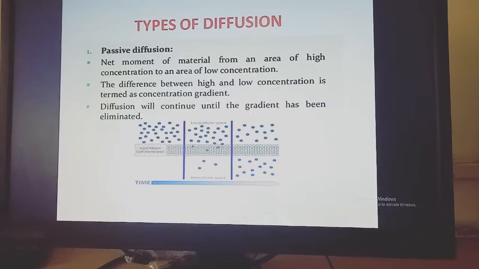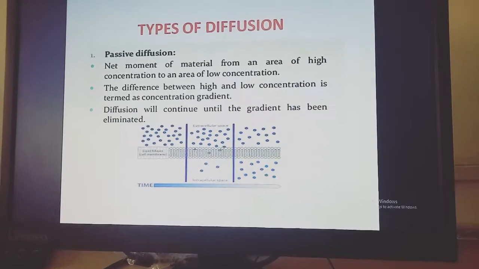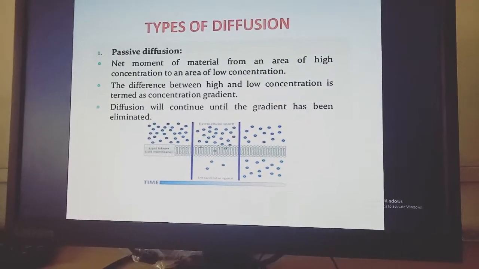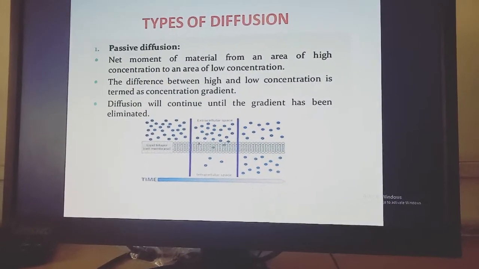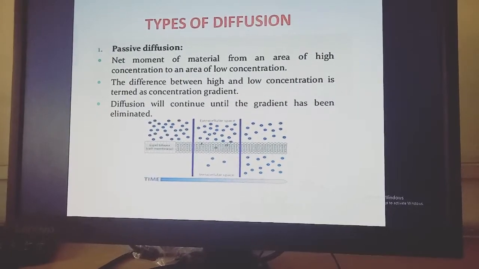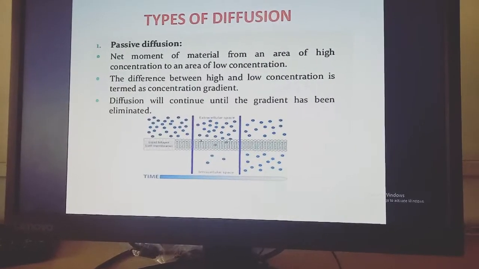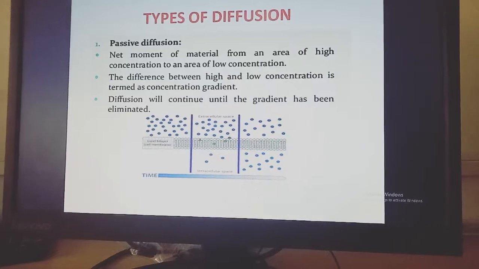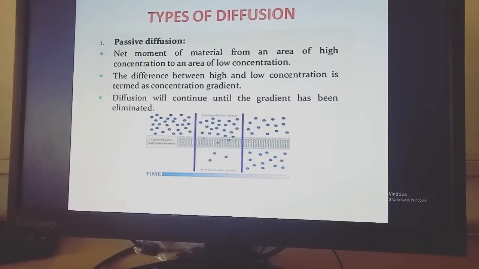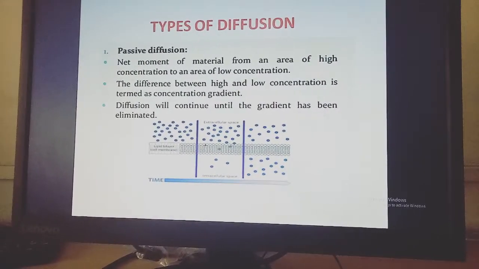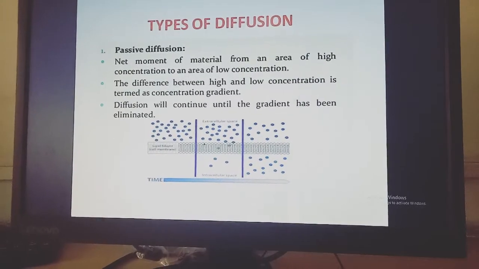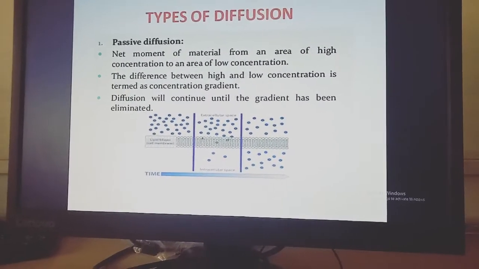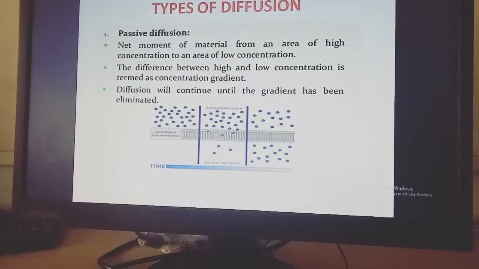Number 1 is passive diffusion. Passive diffusion is the movement of molecules from a region of high concentration to a region of low concentration. The difference between high and low concentration is termed the concentration gradient. Diffusion will continue until the gradient has been eliminated. Simply, passive diffusion is the movement of molecules from a region of high concentration to a region of low concentration.